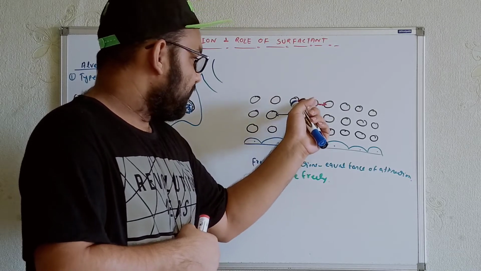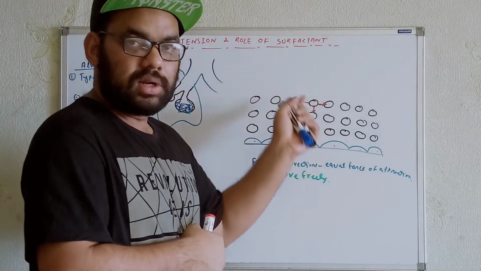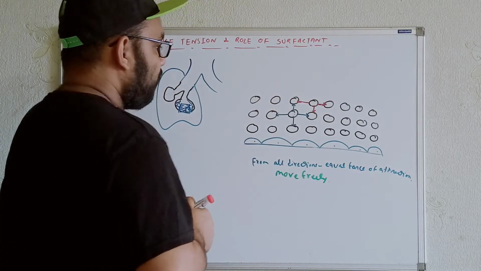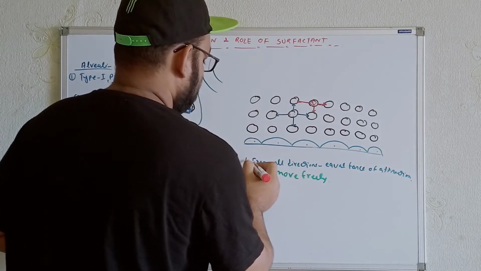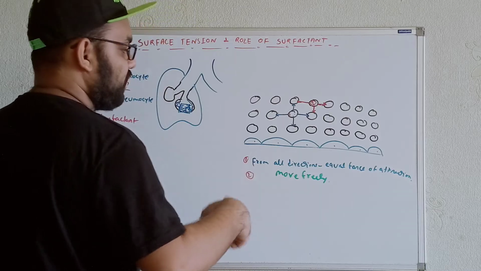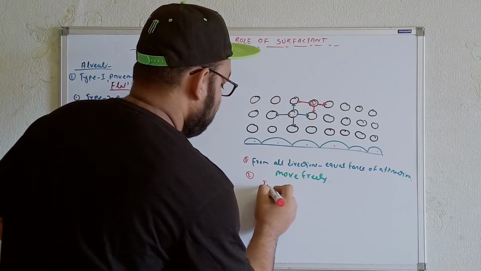In this case, there is a chance for the water molecules to go downward, from the superficial layer to the bottom layer. So for these water molecules, let's talk about number 1 and number 2. We'll get unequal forces.